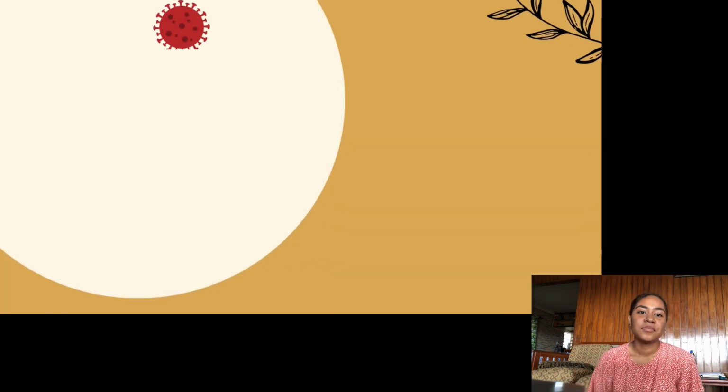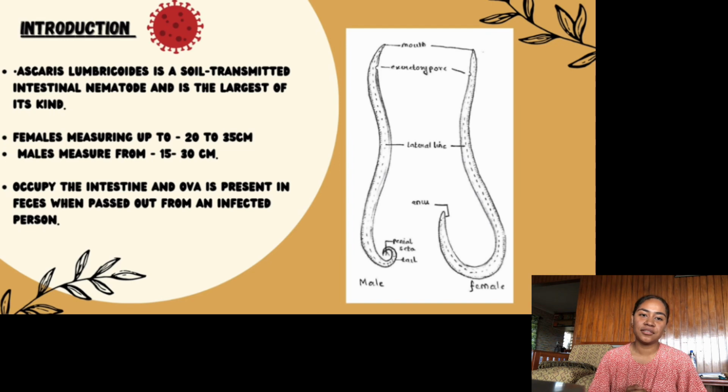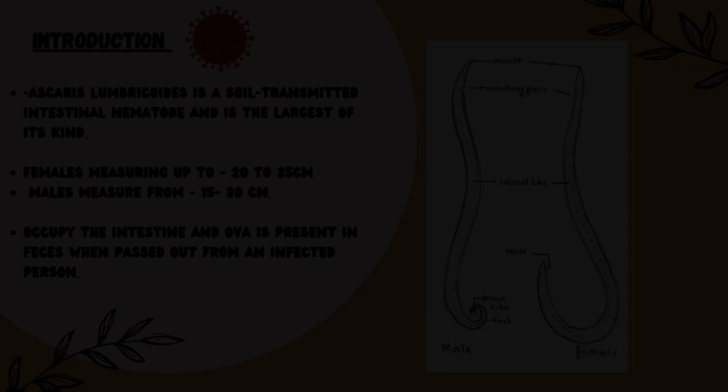So to begin my presentation, Ascaris lumbricoides is a soil-transmitted nematode, with males measuring 15 to 30 centimeters long, while females measure from 20 to 35 centimeters long. They reside in the intestine, and their oval eggs can be found in an infected person's feces.